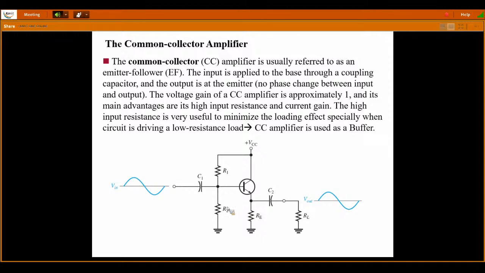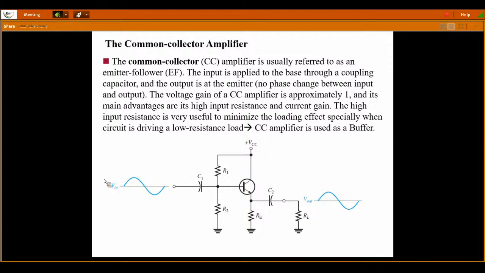So we could use this as a buffer amplifier, and note that high input resistance is very useful to minimize your loading effects, especially when the circuit is driving low resistance loads. So now, this is your simple circuit.